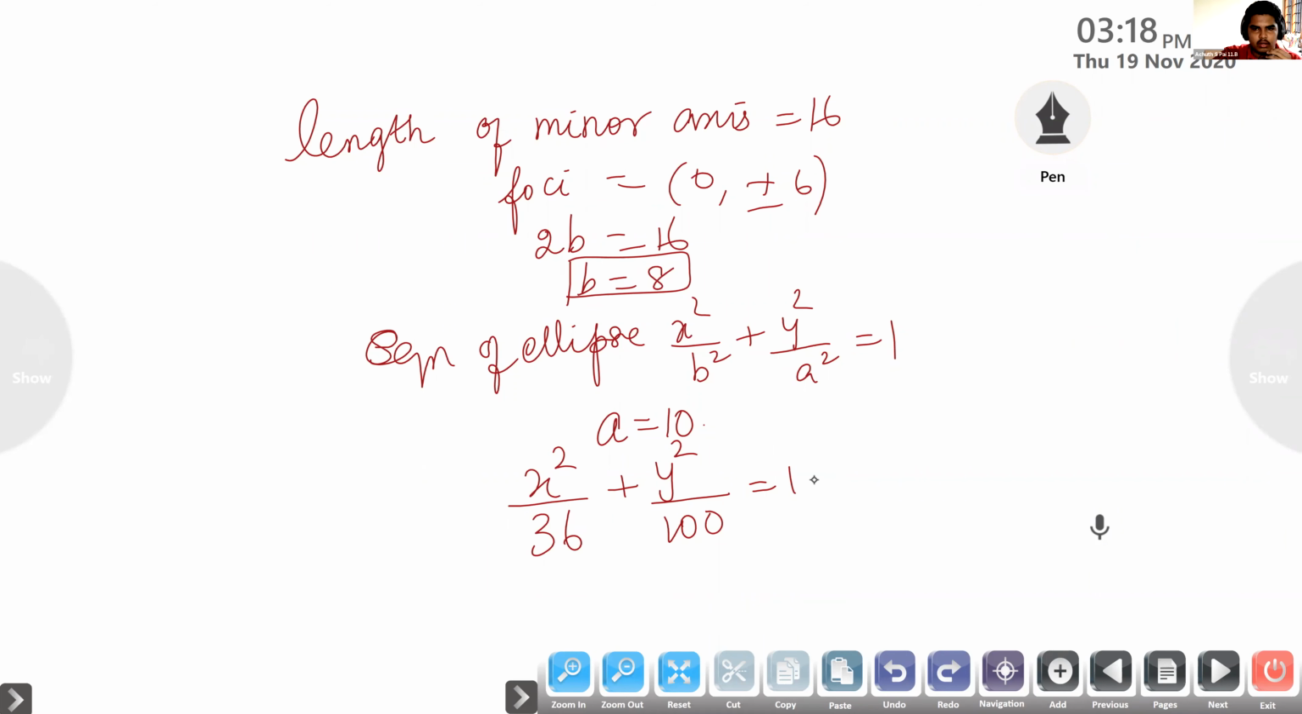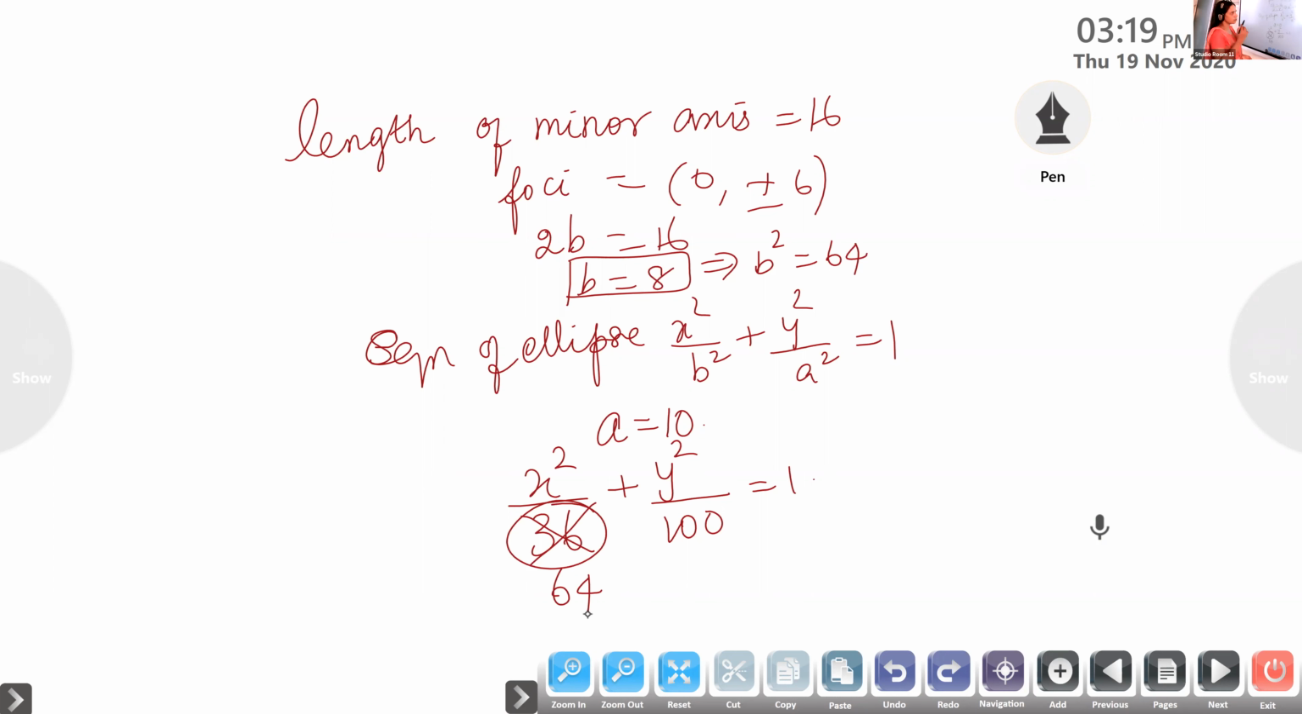b is given here. Length of the minor axis means 2b is 16. So from here b is 8. So what is b square? 8 square, so we get 64. Is it right, Aditya? Yes, ma'am. Okay, so here it is 64.